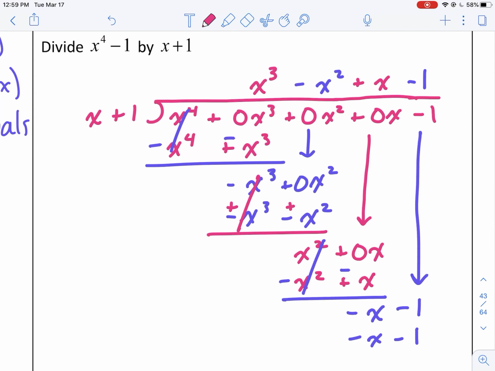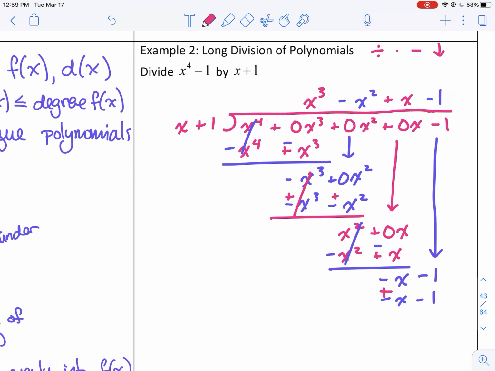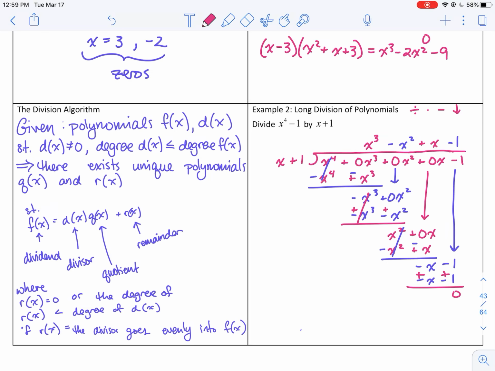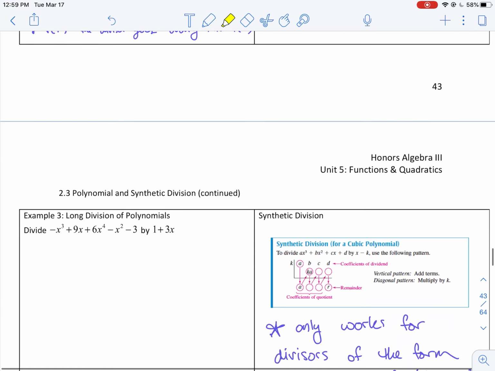Oh, look. When I distribute my negative, they're going to cancel because they're both going to become positive, and I have a remainder of 0. So what this means, right, is that my divisor, which was x plus 1 here, times my quotient, which is the answer left over when we divided, is equal to my dividend, what was being divided. That is how the structure of these problems works. All right, now let's go ahead and look at the next page.